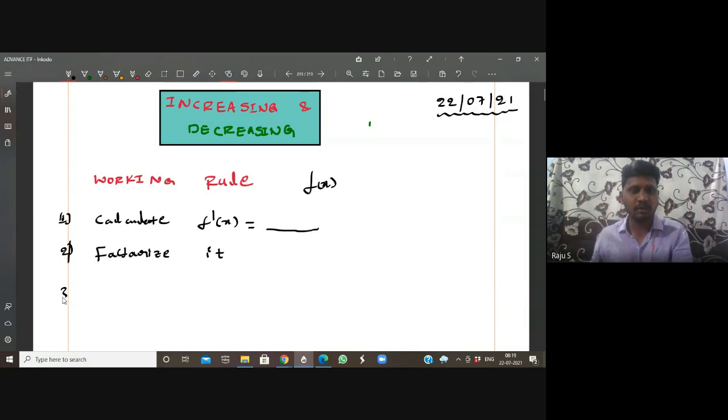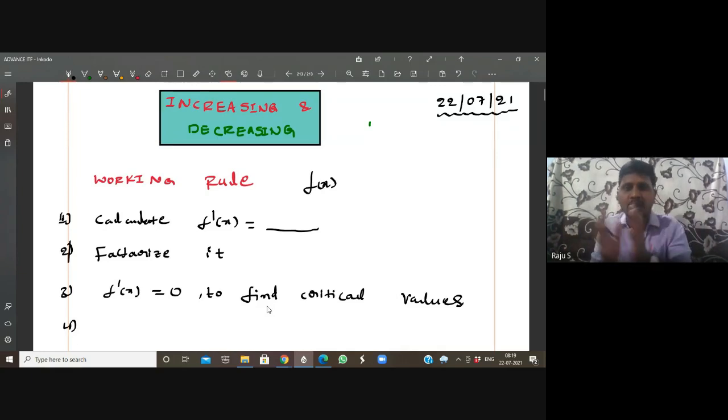And what is the third point? After factorizing, we have to put f dash of x equal to 0 to find the critical values. Whatever x values we get when equating f dash of x to 0, those points are called critical points. It may be 1 point, 2 points, or 3 points.